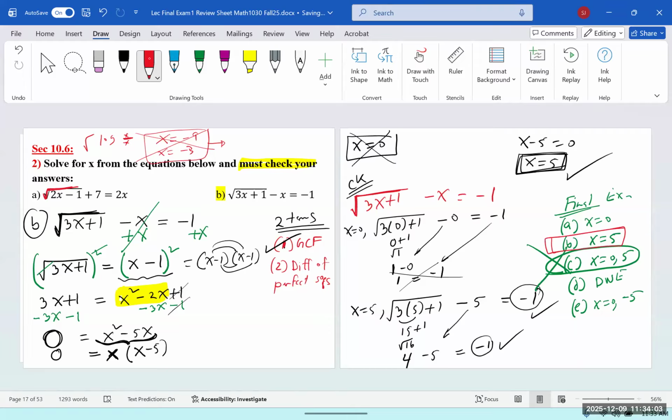So you have to check every radical equation, every logarithmic equation, and every equation with a denominator. Okay. Any questions?